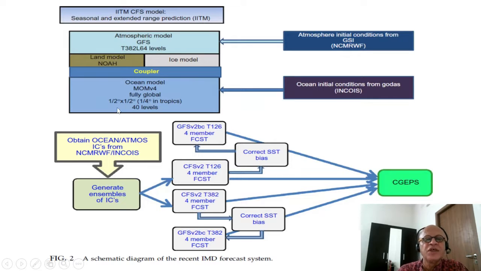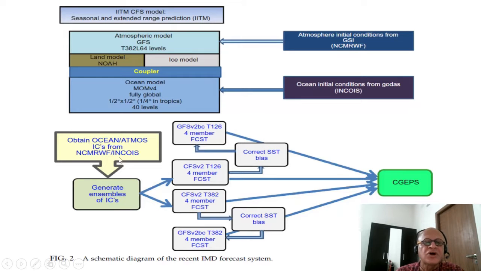It's fully global. It's run at 0.5 degree by 0.5 degree resolution, with a stretched grid in the tropics at 1/4 degree, with 40 levels in the vertical. So this is one of the higher resolution models in the world for a seamless prediction system. Atmospheric initial conditions are from GSI, which is provided by the National Centre for Medium Range Weather Forecasting. The ocean initial conditions are from GODAS, which is done at INCOIS, the Indian National Centre for Ocean Information Services.